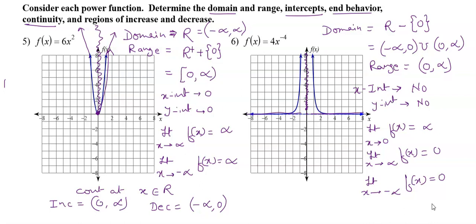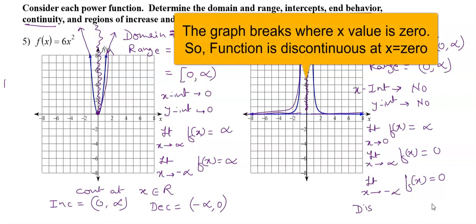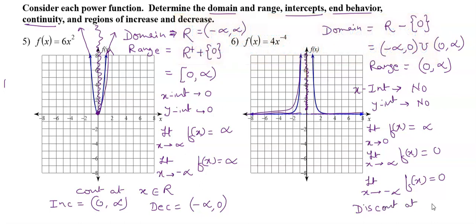Okay. Now let's talk about continuity. The function is not continuous at 0, because when you draw the graph, the left part is okay, but to draw the right part you have to remove the pen and bring it to the positive side of the x-axis. That is why we say that the function is discontinuous at x equal to 0. Good.